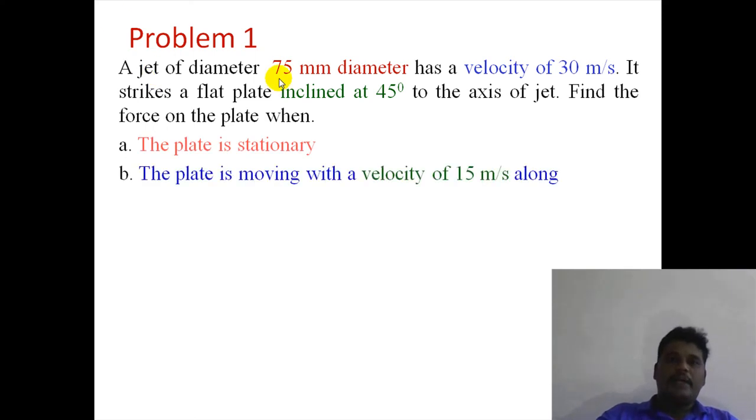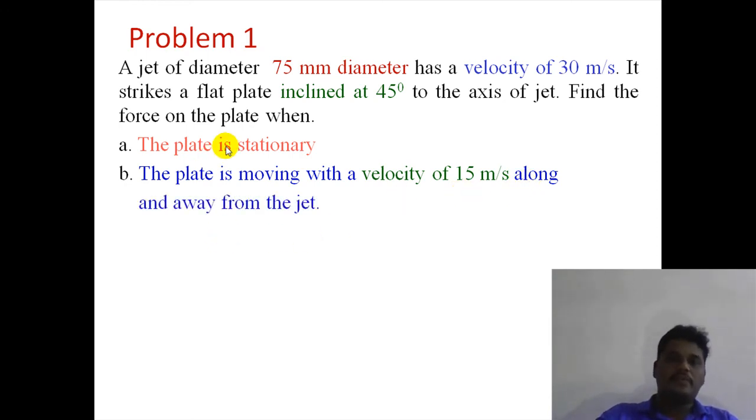A jet of 75 mm diameter has a velocity of 30 meters per second. It strikes a flat plate inclined 45 degrees to the axis of the jet. Find the force on the plate when the plate is stationary, and when the plate is moving with a velocity of 15 meters per second along and away from the jet.